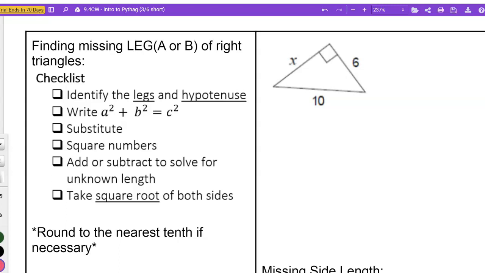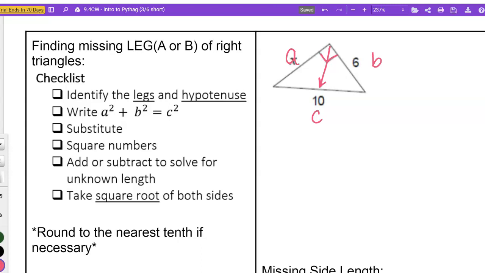All right, so whenever we're trying to find a missing side length, it's really important that we first identify what we know. So if I look here, I am given this side length across from my 90-degree angle. So this is side length C. So what I'm missing here is actually one of my legs. So I'm not trying to find C, instead I'm trying to find A or B.